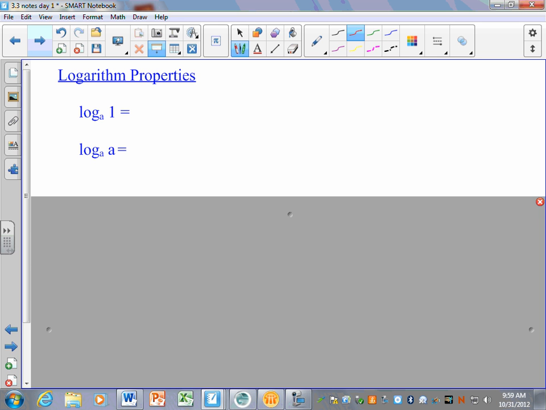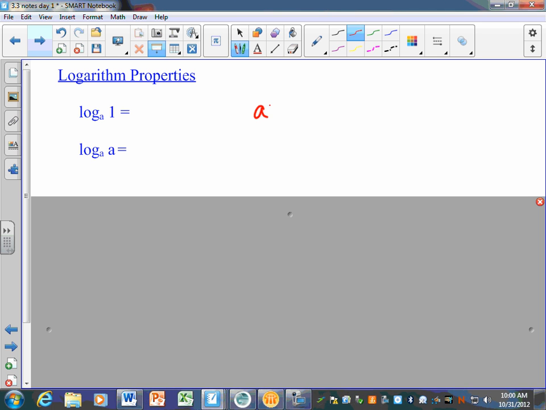But no matter what the base is, if you take log of any base of 1, think about rewriting this. This is like saying a to the what equals 1. What will your answer always be? Yeah, because anything to the 0 power equals 1, so it doesn't matter the base. If you see log of 1, your answer is always 0. You don't got to memorize it, but it's a nice thing if you recognize it. Save yourself some time.